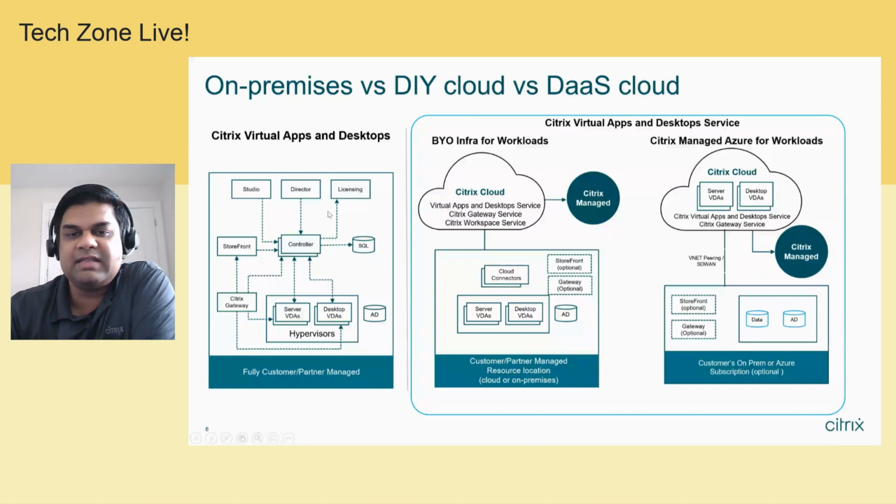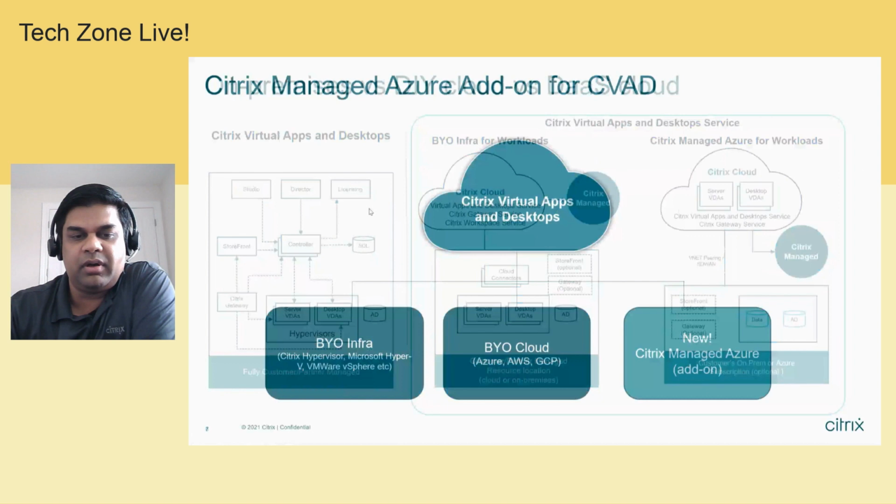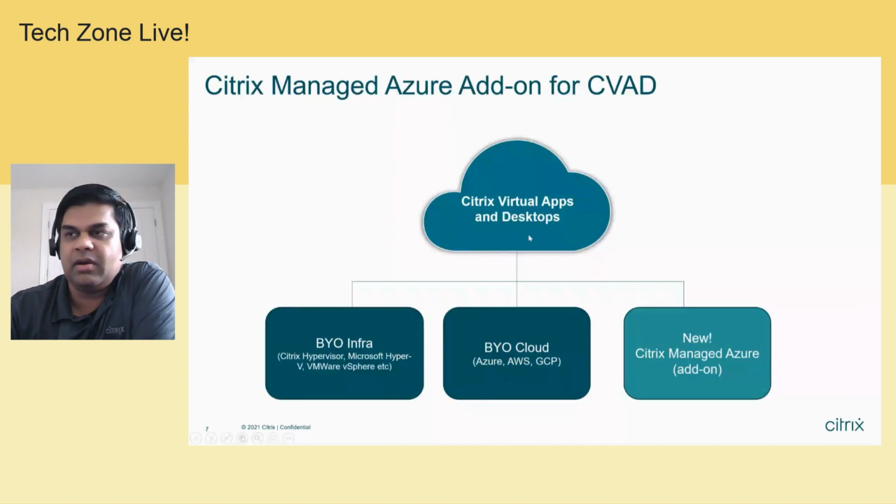You would have one CVAD service site in the cloud, and you could have your VDAs in any of the existing on-prem hypervisors. It could be in your own public cloud, or you could now use this new Citrix managed Azure as a new resource location. And all of them could coexist with each other simultaneously as well.